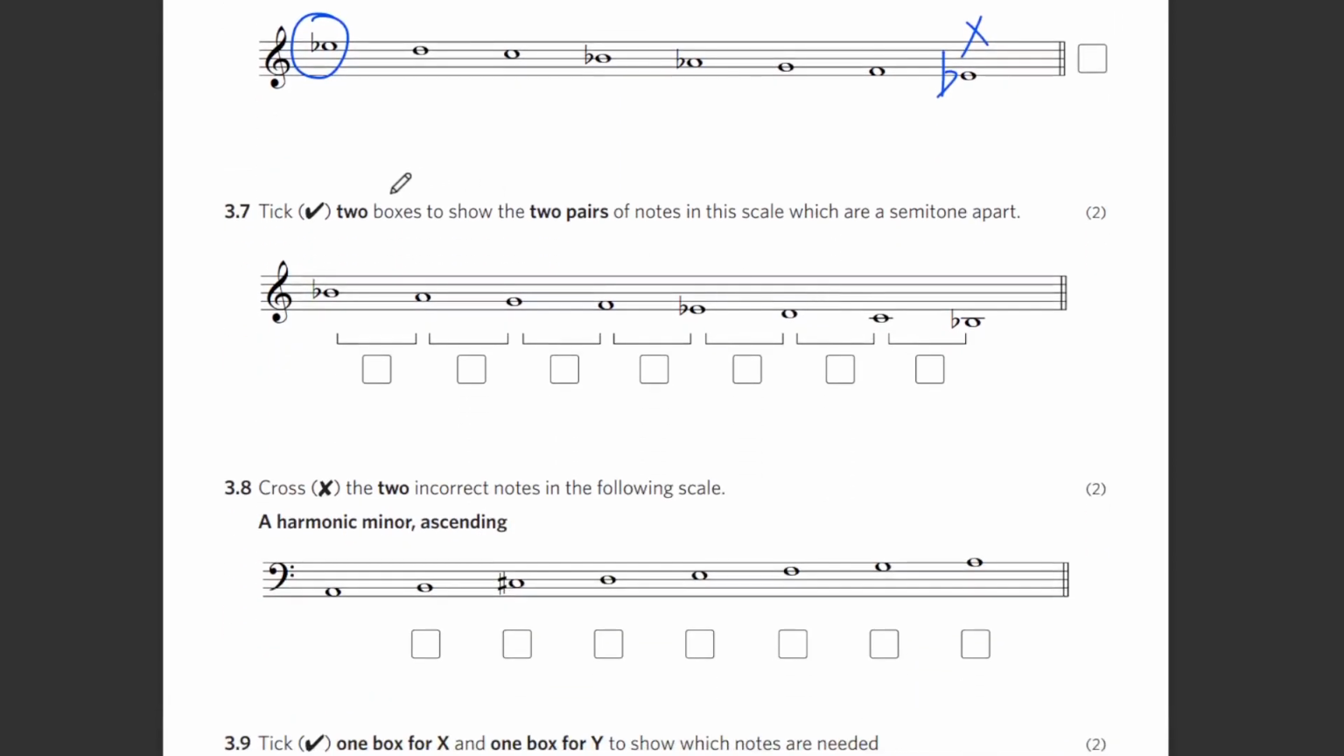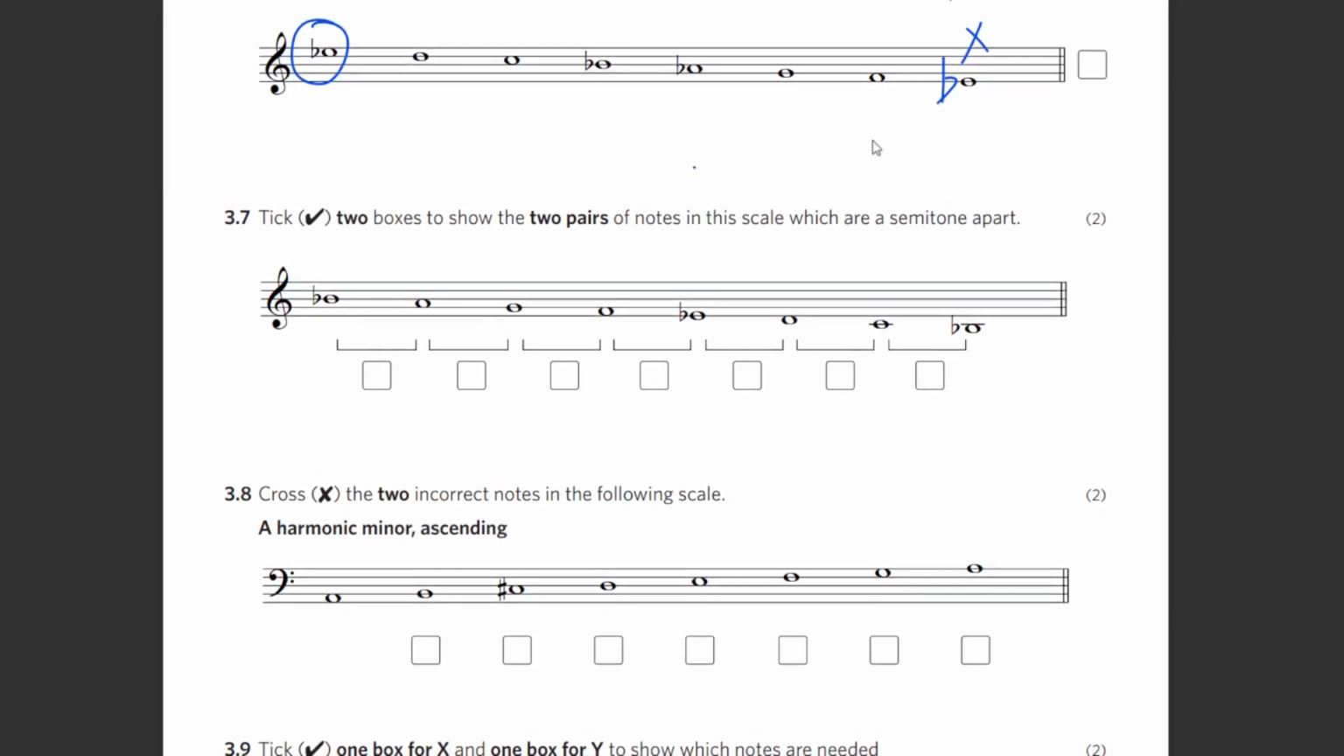Okay, next, you are asked to tick 2 boxes to show the 2 pairs of notes in the scales which are a semitone apart. You notice that there's B flat as well as E flat. So if you have B flat and E flat, this is B flat major, right? Whenever you have a major key, when do you have a semitone apart? It is when you are going from the 3rd to the 4th note, and from the 7th to the 8th note, or to the 1st note.